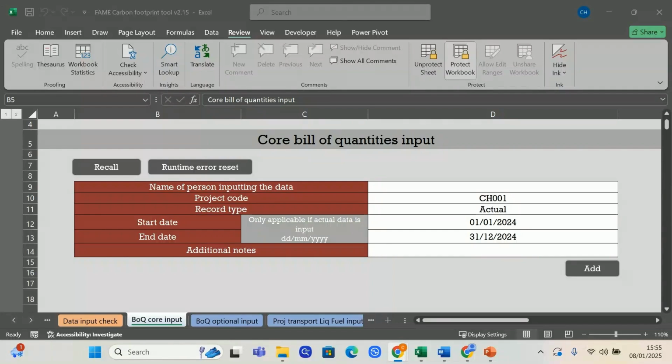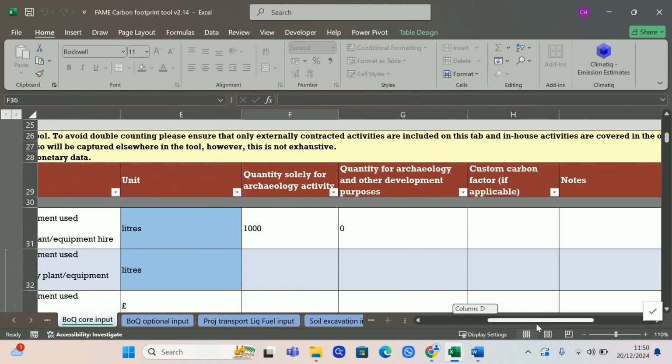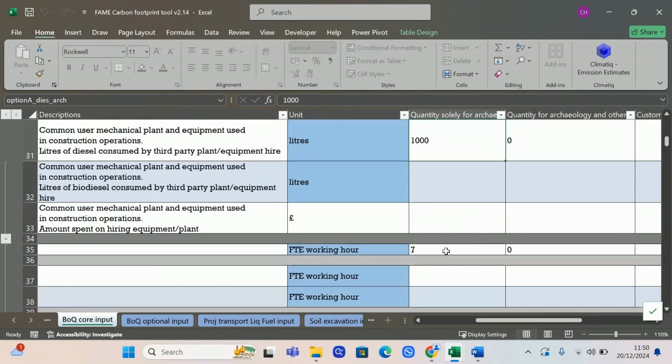I will just say here that if you're recalling multiple records, then you have to ensure that the start and the end date and the record type are the same. You can't recall half forecast, half actual data, as this basic data table wouldn't be able to be filled out appropriately. So essentially everything in this table must be consistent for all records that you're recalling if recalling multiple. So now we can see that it's been recalled. And we should be able to see the data there and here.